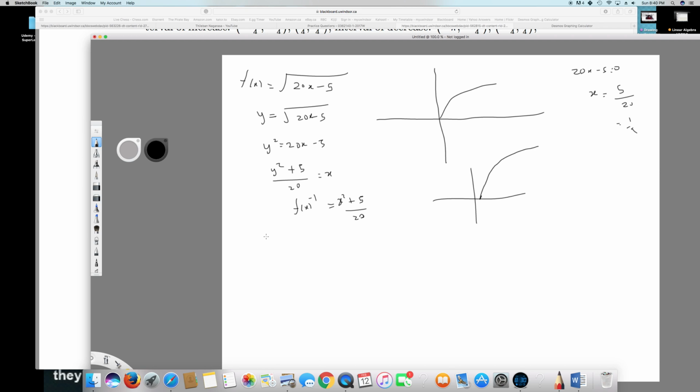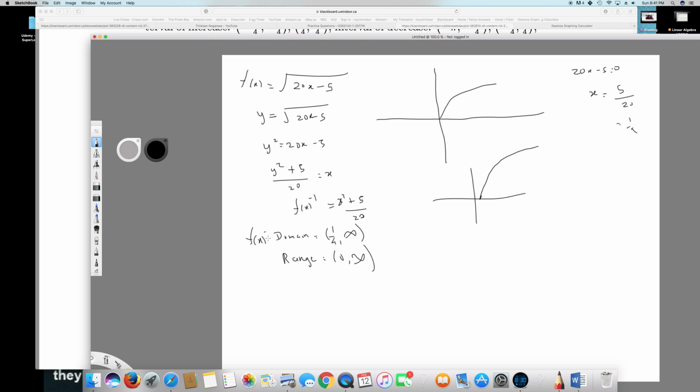So therefore the domain is going to be 1 over 4 to positive infinity, because there's no point before this. And the range, as you look at the graph, is 0 to positive infinity. So the domain of f of x is going to be the range of f inverse.